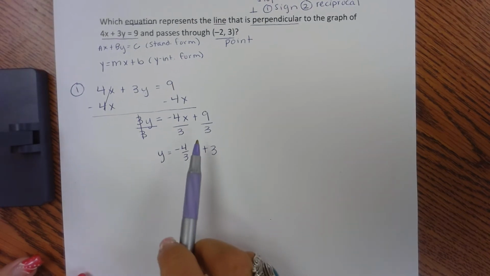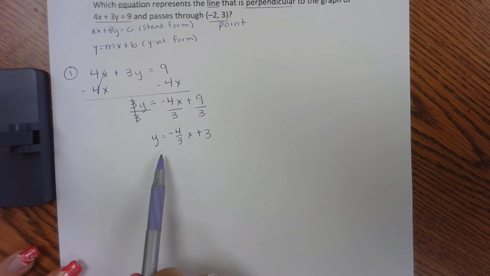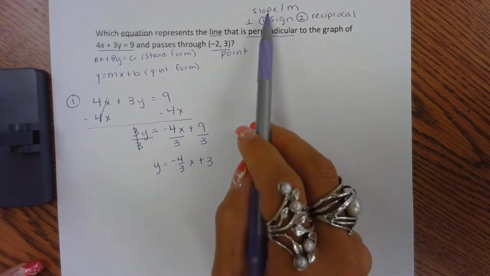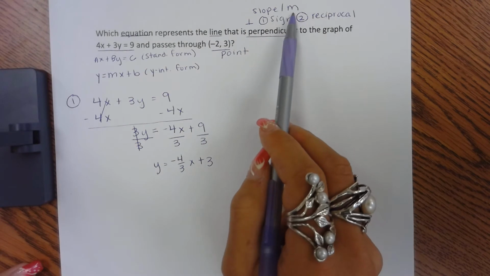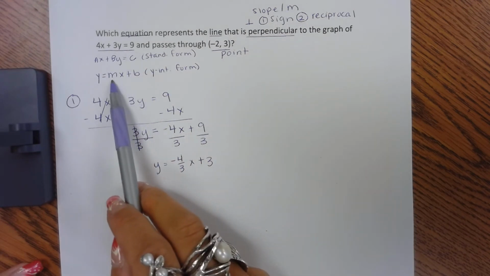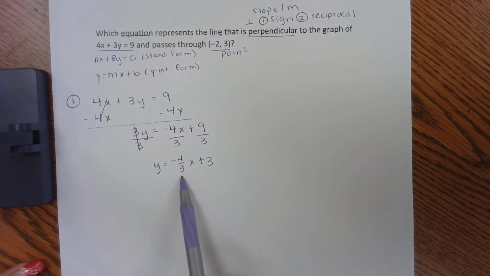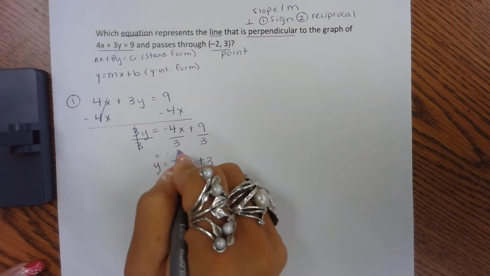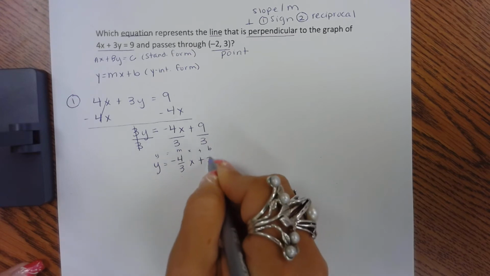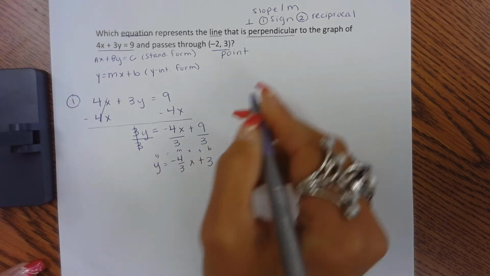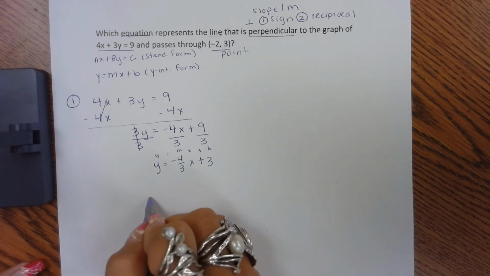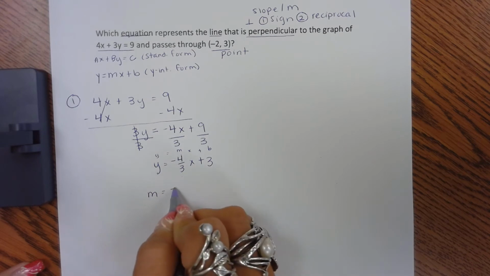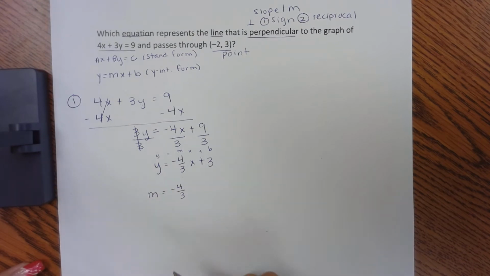So we need to identify our slope. Our slope is this m right here, because this is also y equals mx plus b, and this is your y-intercept, but we need to find our slope. So m equals negative 4/3.